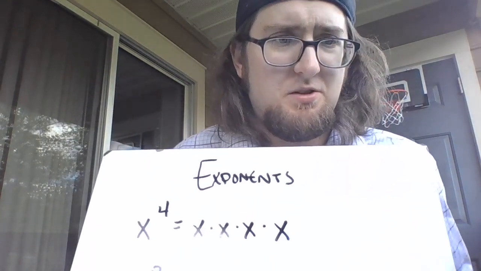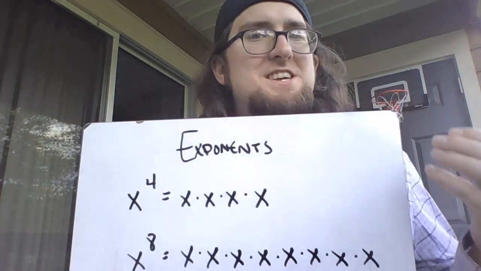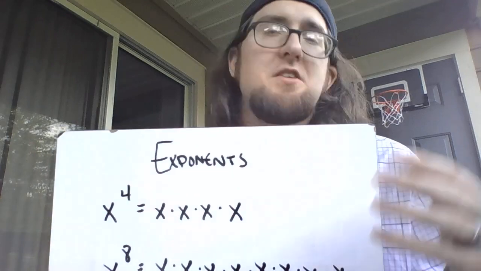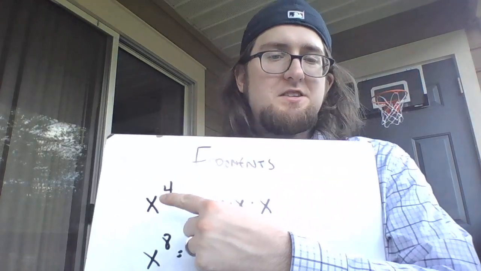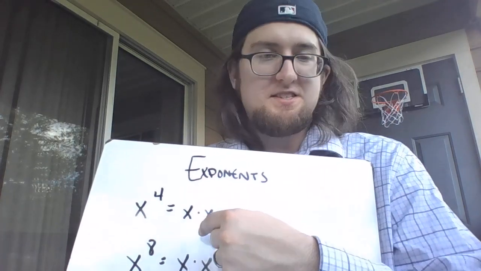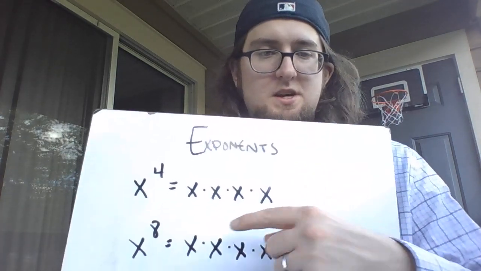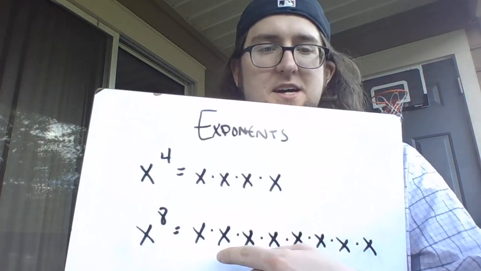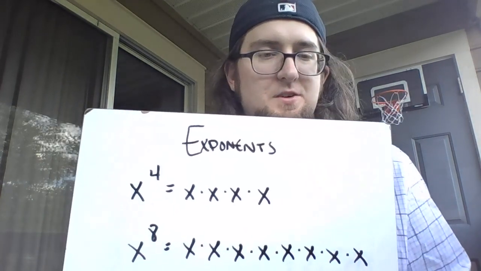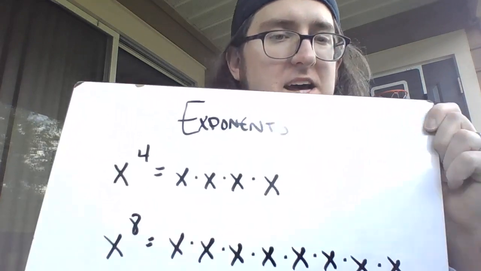So we're going to be dealing with a variable x. Why? Because that could represent any number. So if I've got x to the fourth, that's the same as if I said 8 to the fourth. Same rule will apply. X to the fourth does not mean x times 4. It means x times itself 4 times. X to the eighth, x times itself 8 times. Not x times 8. That's entirely different. Okay? So that is exponents.